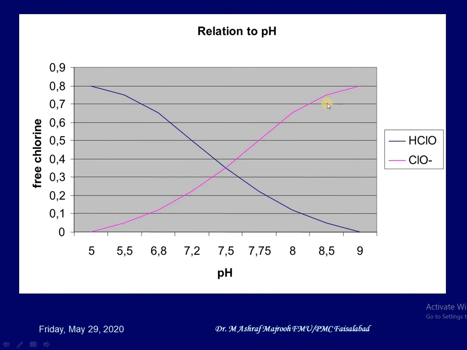So this is the reciprocal relationship with the pH. Lower pH will favor the hypochlorous acid, and higher, alkaline pH will favor the OCl negative ion. And OCl negative ions are required for bactericidal activity.